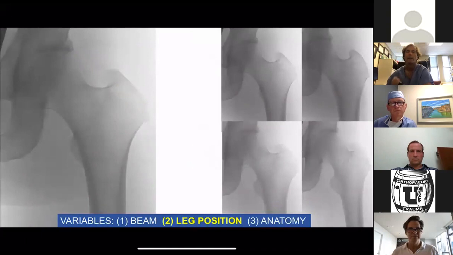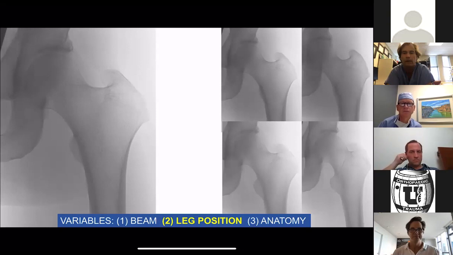Okay. So remember I told you that they're variables. The position of the beam is a variable, the leg position is a variable, and anatomy is a variable. So just for a second, I want to talk about femurs that are not broken. We're going to say we've standardized the beam position to perpendicular to the table, and the table is parallel to the floor.